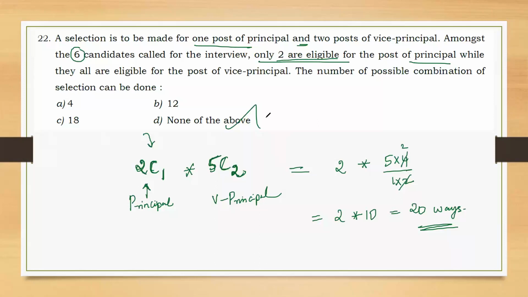Okay, good. So all are candidates for the interview. If one person is selected for principal, the remaining 5 will be chances for vice principal. Is it clear? Can you try the last one? Read the question carefully and give a try. So getting 7. Okay.